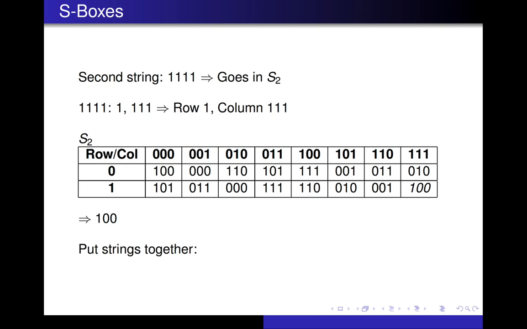Well, now we're just going to put those 2 strings together, right? Our first string, remember, was 010. Our second string was 100. And so our output from our expansion and scrambling is 010100. That's 6 bits. It's exactly the amount that we need.